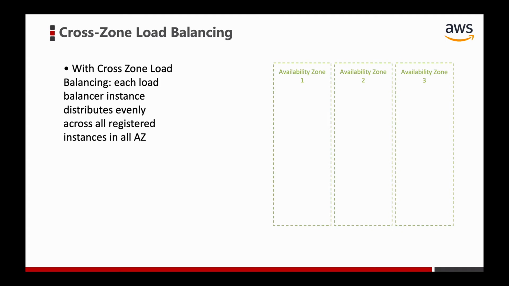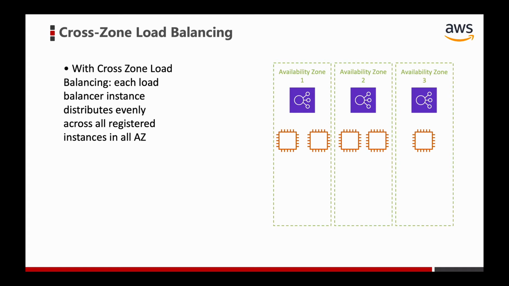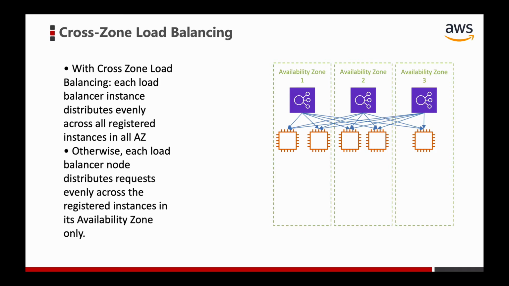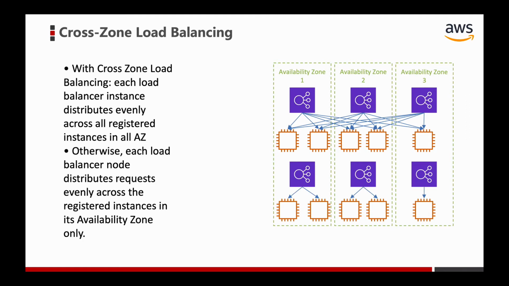We have 3 AZs, and we have 3 load balancers and several EC2 instances distributed in these AZs. With cross-zone load balancing, the traffic from each load balancer can be distributed evenly across all registered instances in all AZs. Otherwise, each load balancer node distributes requests evenly across the registered instances in its availability zone only. So, as this picture shows you.